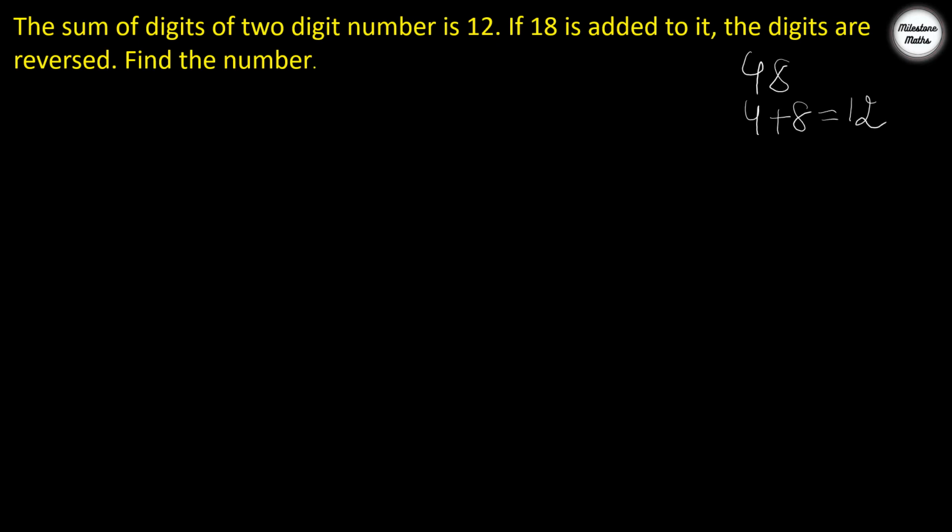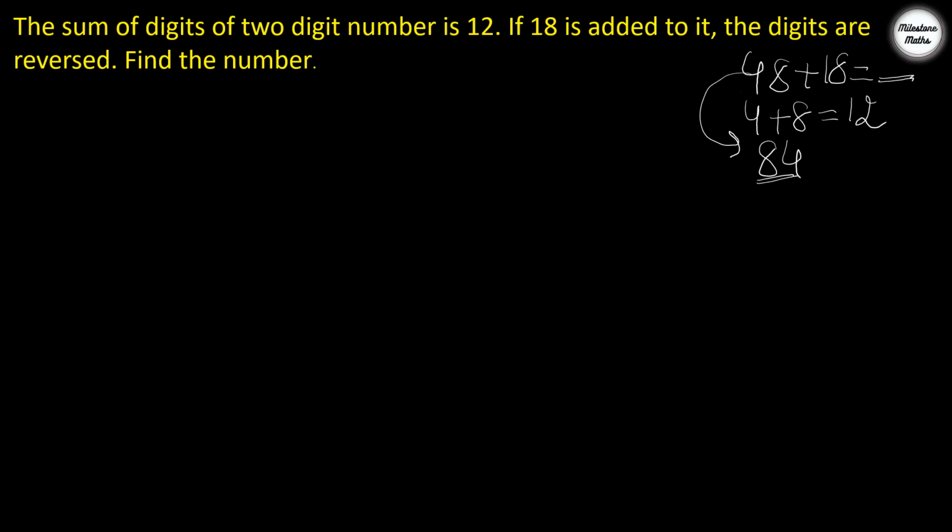If you reverse the digits, you will get 84, right? So what they are telling is, if you add 18 to this, the digits are reversed. Whatever sum you get, the digits will be reversed. This is just an example. I just wanted to show you.